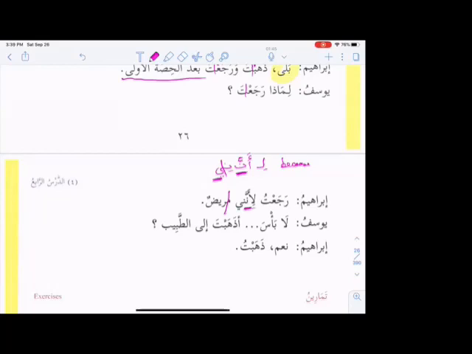Fine. Yusuf, la bas, no problem. No, this thing is a dua. No harm may come to you. Yusuf is saying, may Allah not bring any harm to you. La bas, no harm may come to you. Azhabta ila tabib? ذهبت إلى طبيب? Did you go to the doctor? نعم ذهبت. Did you get the idea?